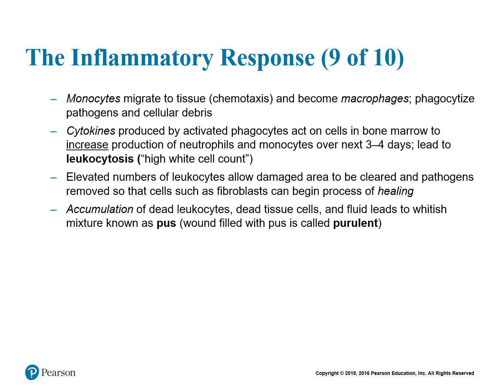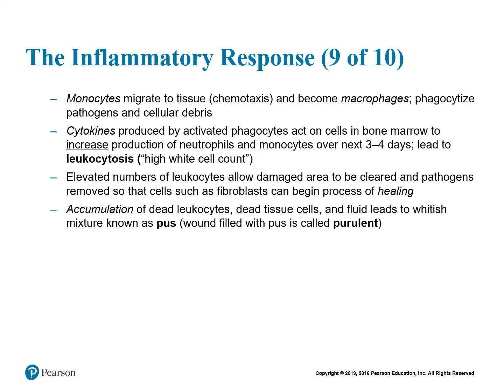These monocytes that are there are going to become macrophages. They're going to phagocytize anything that's been damaged or anything foreign. And then you're also going to have cytokines, which are going to get produced to increase your neutrophils and your monocytes. And that's going to lead to leukocytosis. So whenever you have some type of infection that requires your body to fight it off, or you have some pathogens there, you can usually tell because you are going to have an increased white blood cell count.